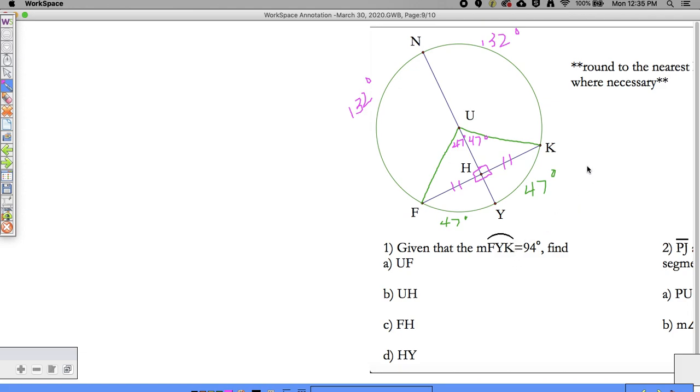So we have this fabulousness over here where we're going to start finding lengths of segments. UF, find UF. Did I give you anything else? I think I might have missed something. I had to tell you something.